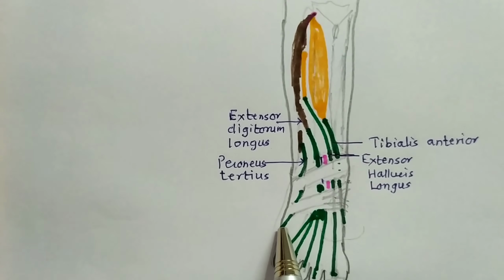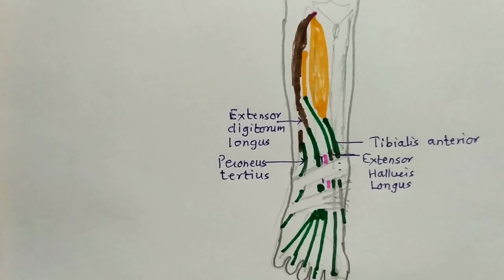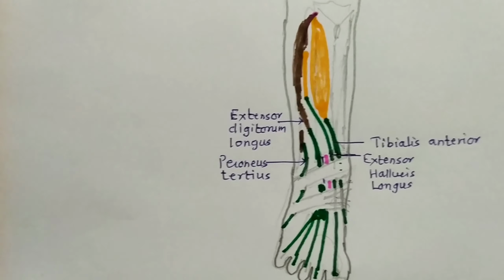Peroneus tertius helps in eversion. Extensor hallucis longus is dorsiflexor of great toe, while extensor digitorum longus is dorsiflexor of lateral 4 toes. All these 4 muscles are supplied by deep peroneal nerve.